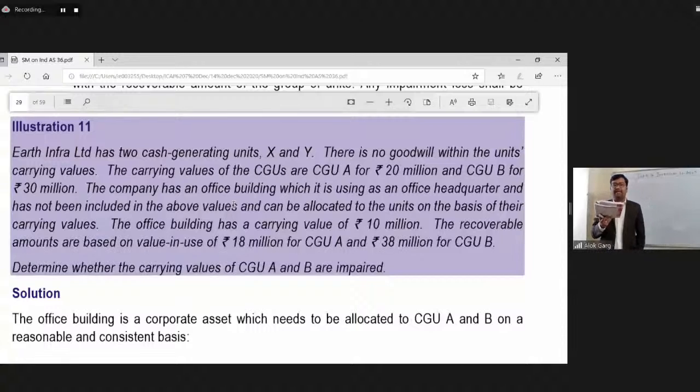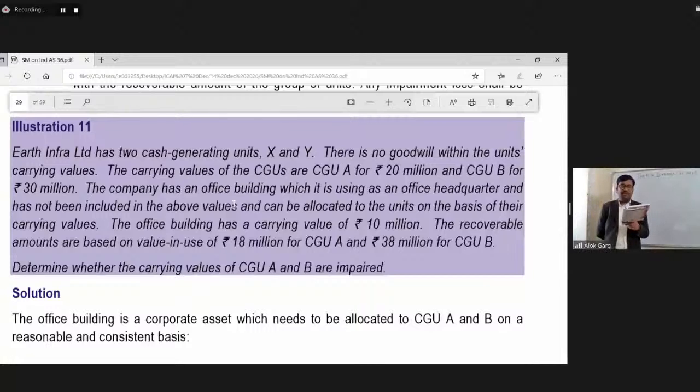Earth Infra Limited has 2 cash generating units. There is no goodwill within the units' carrying values. The carrying value of CGU A is 20 million, CGU B is 30 million. In this question, instead of X and Y, it should be A and B. So don't confuse that the first line says X and Y and then the information pertaining to A and B is given. This X and Y should be replaced with A and B.